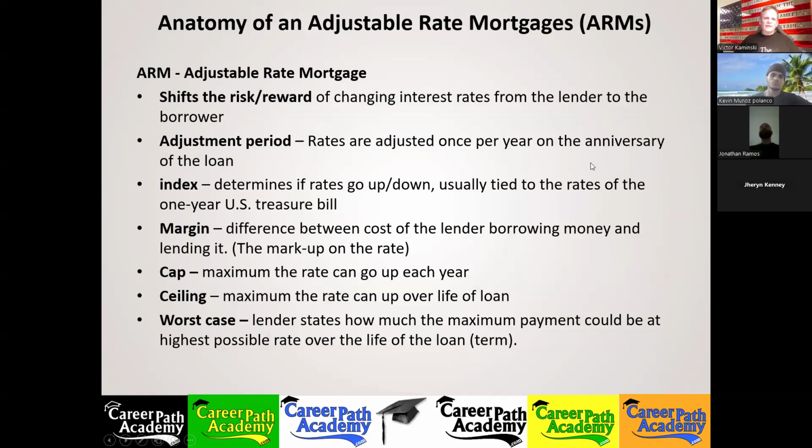All right. So now we get into adjustable rate mortgages tomorrow. It's already 4:30 or 4:35, so we'll continue chapter 14 tomorrow.